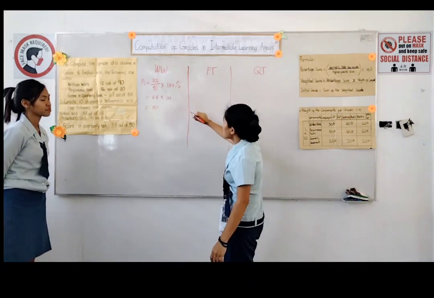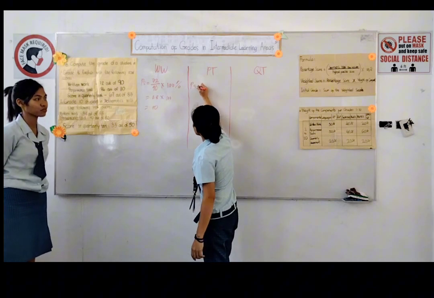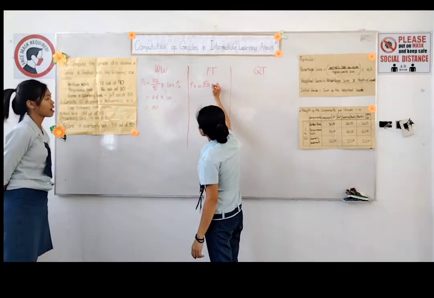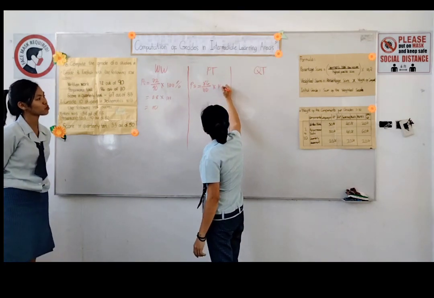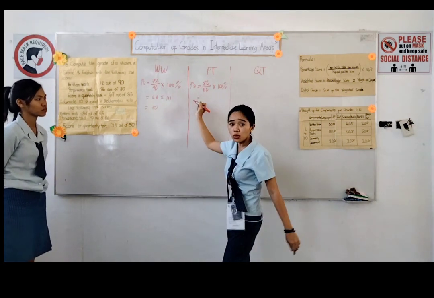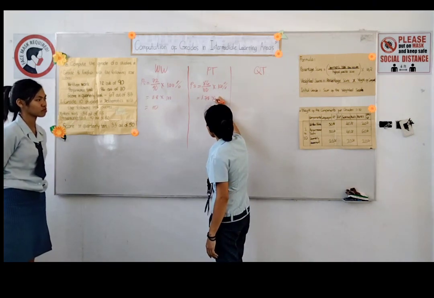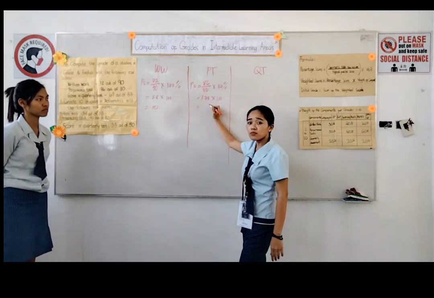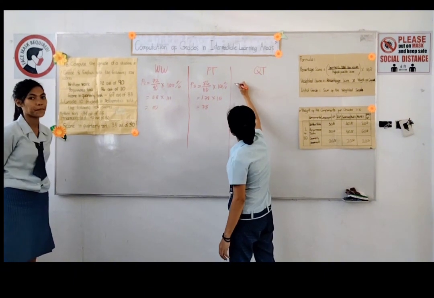So in performance task, we have to get the percentage score: 86 over 110 times 100%, equal to 0.78 times 100. 0.78 times 100 is equal to 78.